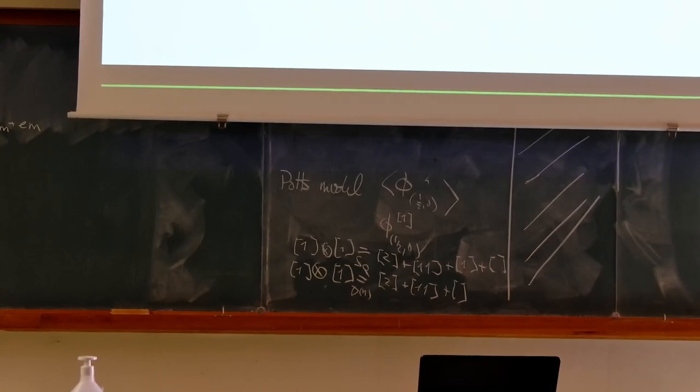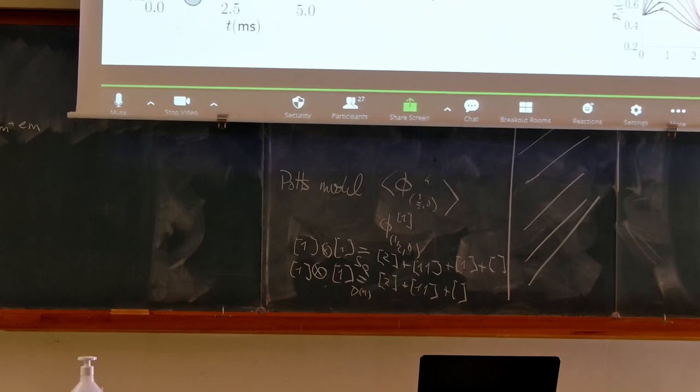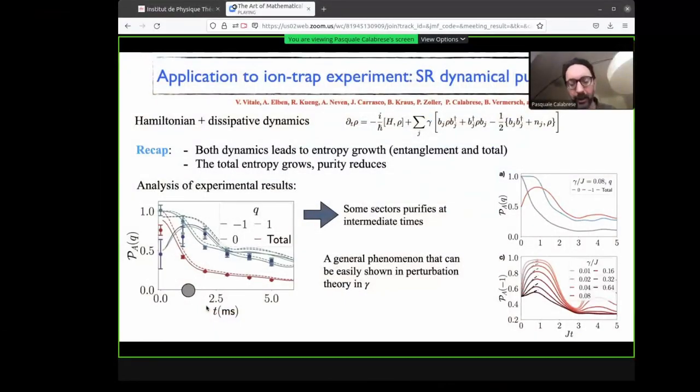And now here we observe something extremely funny by looking at the experiment. We find basically that the symmetry resolved entropy, instead of increasing as usual, decreases. That means the purity increases. While the total entropy obviously increases and the purity diminishes, we find that the sector zero does what it should do, but the sector one, instead of decreasing the purity, increases it.